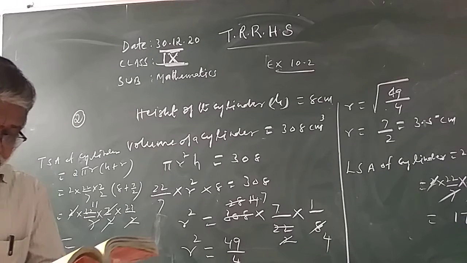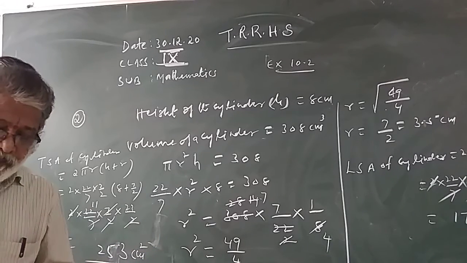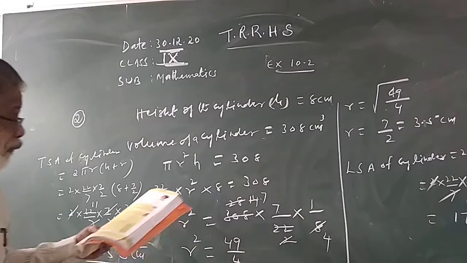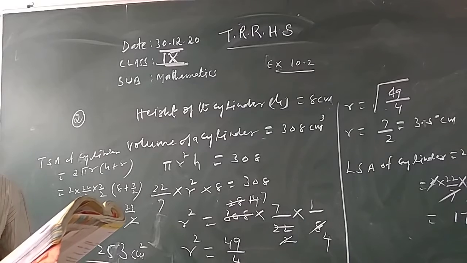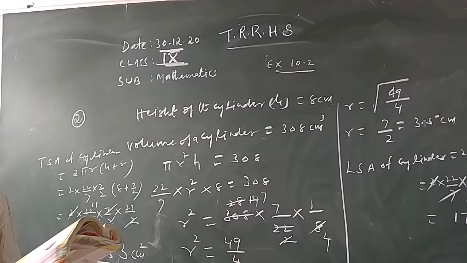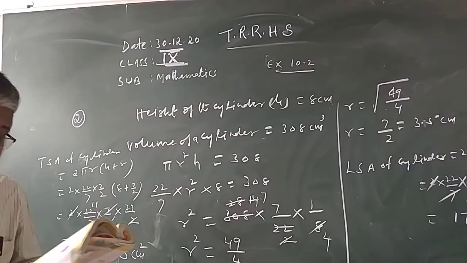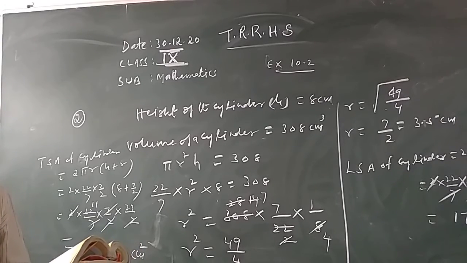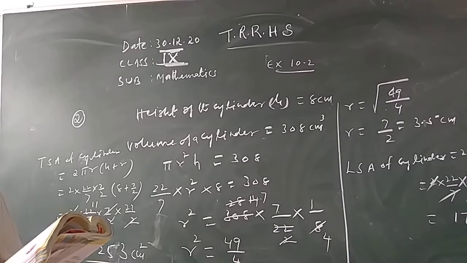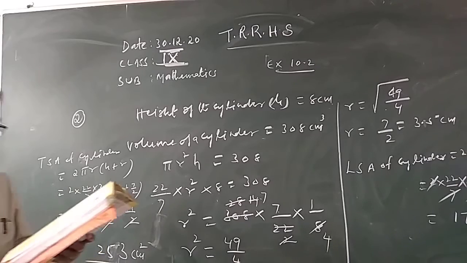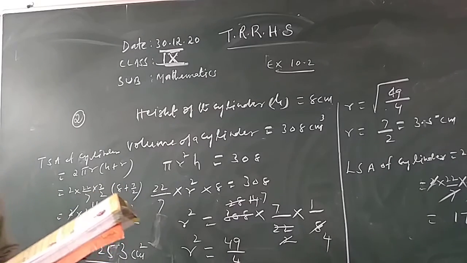I hope you clearly understood, children. Now I go for the third problem. Before reading the question completely, copy it. A metal cuboid of dimensions 22 centimeters into 15 centimeters into 7.5 centimeters was melted and cast into a cylinder of height 14 centimeters. What is its radius? A metallic cuboid is there. The cuboid dimensions, length, breadth, height, are given.